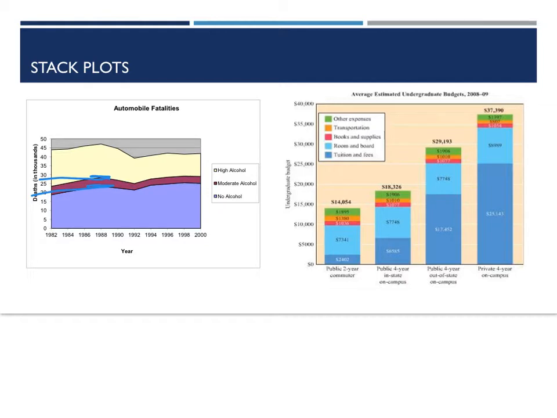The magenta and the yellow color, they don't go all the way to the bottom. They just go to where the top of the data below them ends. That's why it's called stacked. Literally, your data is stacked on top of each other.